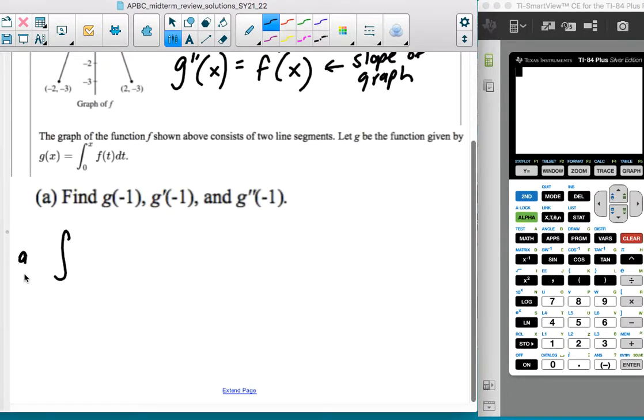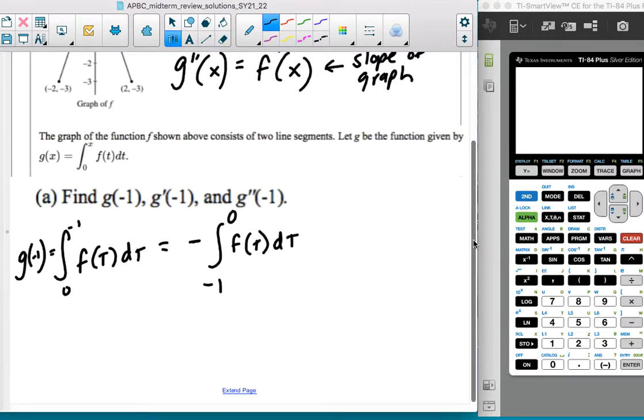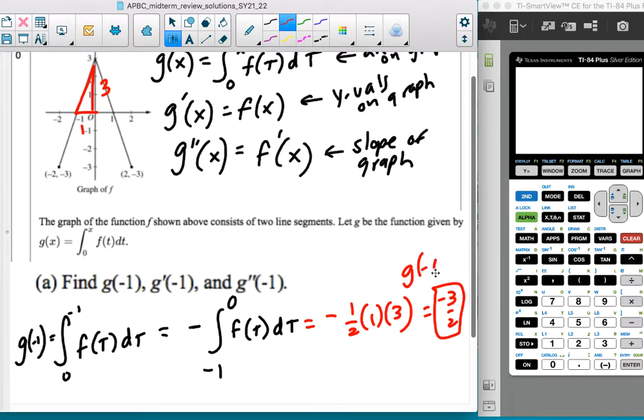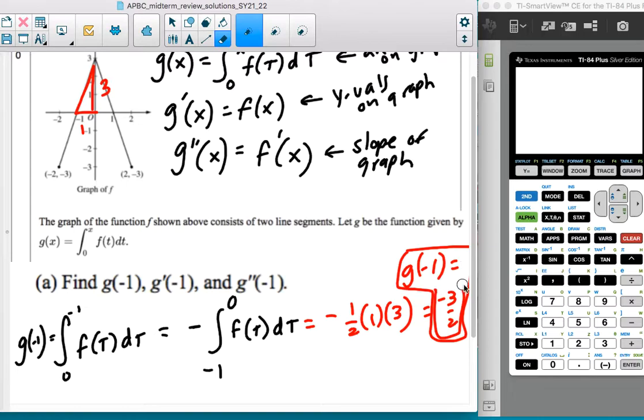So my g of -1 is the integral from 0 to -1 of f of t dt. Now I don't love that that's an integral with bounds that are backwards, so I'm going to flip them and put a negative in front, because I think most of us do better finding the area when we do it in what is sort of considered the normal order. So that area is going to be this area right here, which is just a triangle of height 3 and base 1. So this is going to be a negative times 1/2 base times height, and we get -3/2. So that's the first one, okay? That's my g of -1 equals -3/2. Cool.